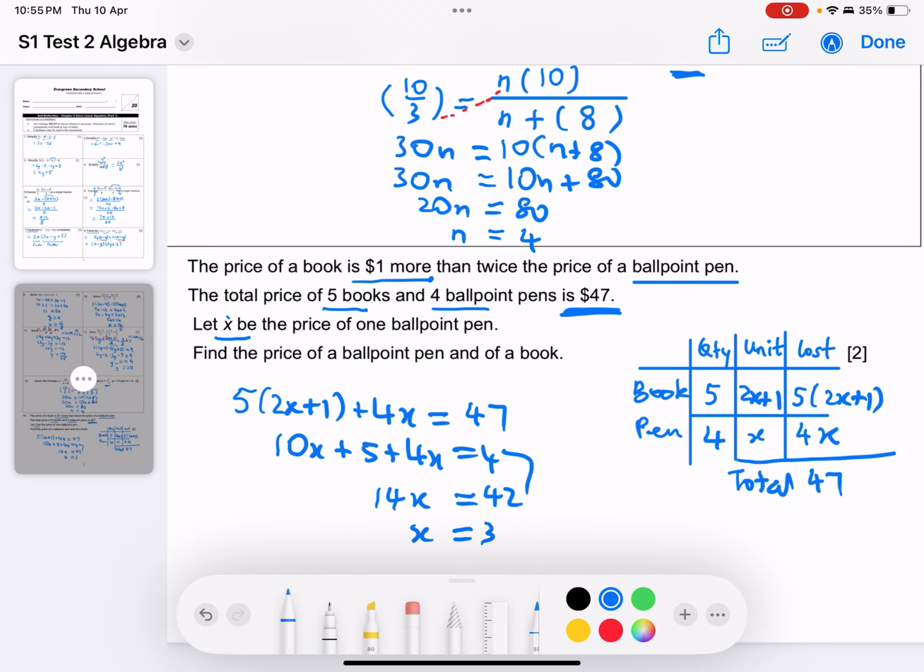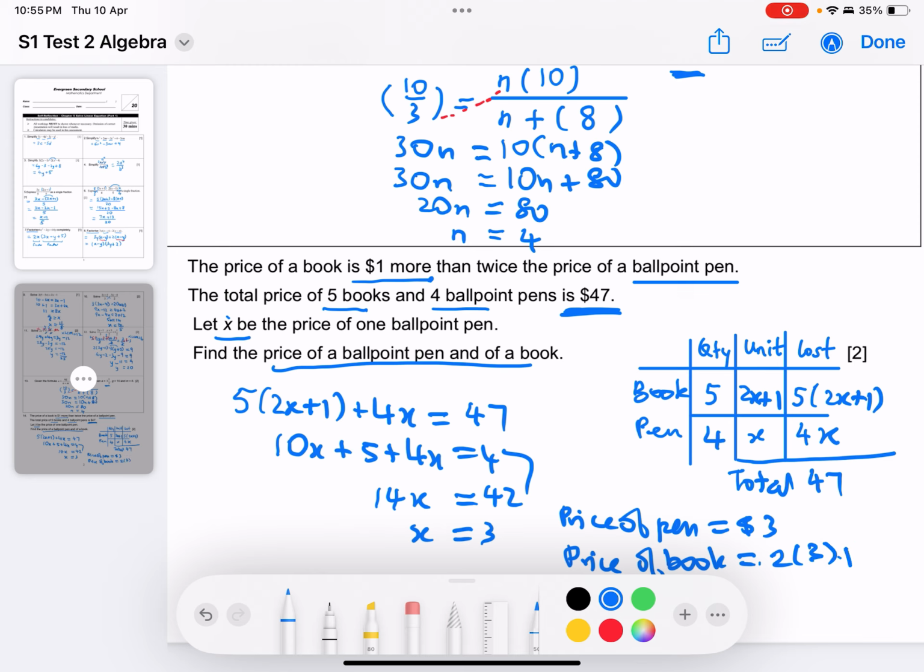Right, now we have to find the price of a ball pen and a book. So price of pen is $3 because the price of a pen is X, and price of book is 2x plus 1, which is $7.